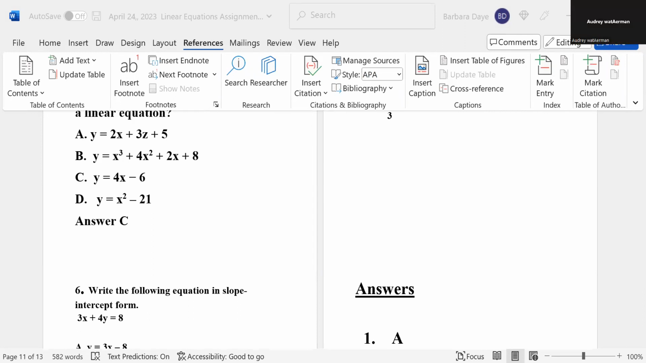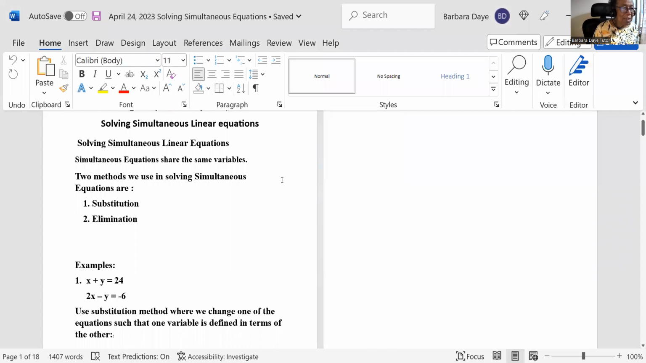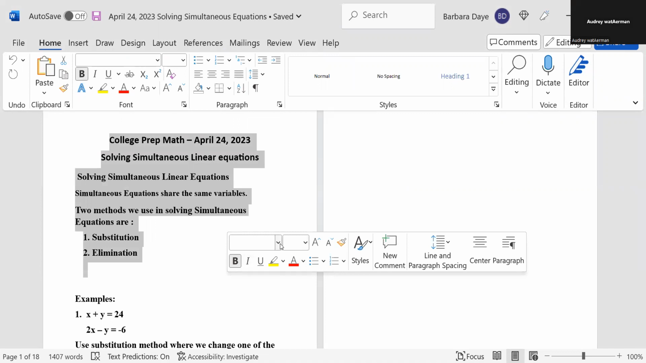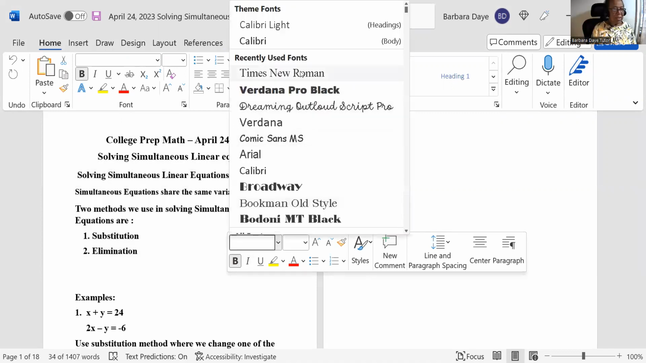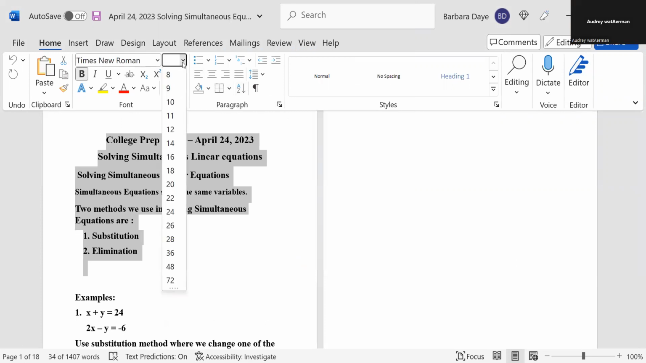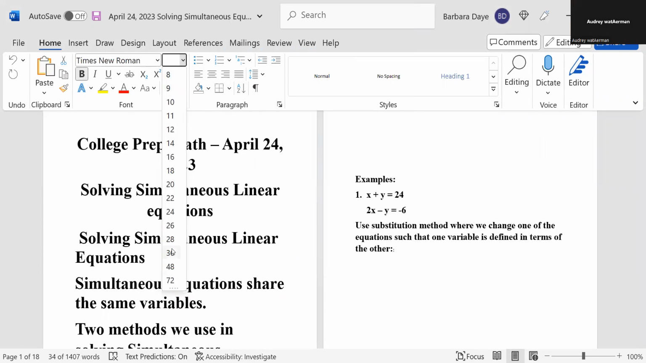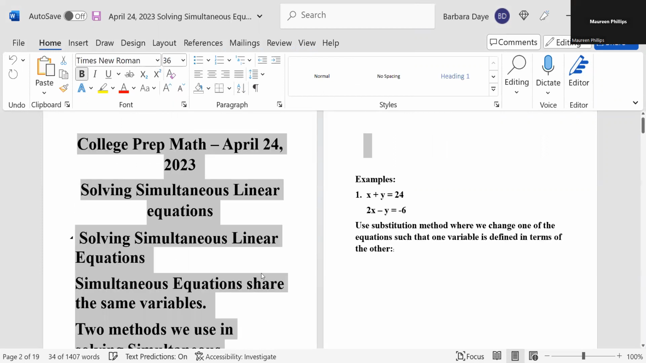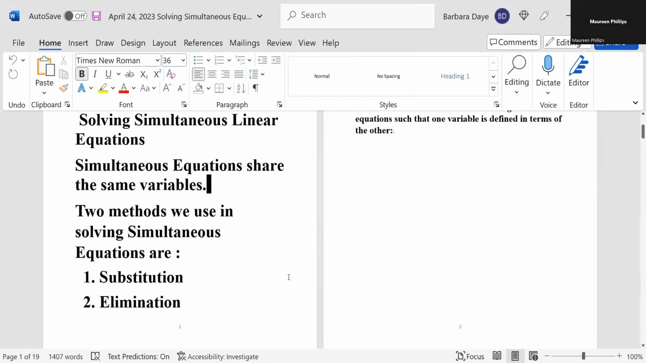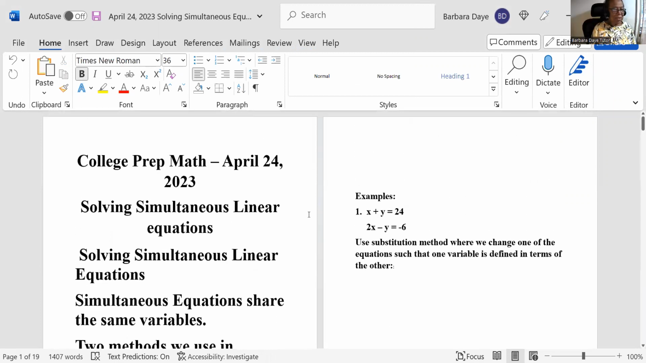We want to look at simultaneous equations. What do you think a simultaneous equation is? Anybody? Audrey, what's a simultaneous equation? I think it's continuously. I don't know. No, not continuous. What is it? Anybody? It's two methods used in solving. I don't know. Now, what is a simultaneous equation?